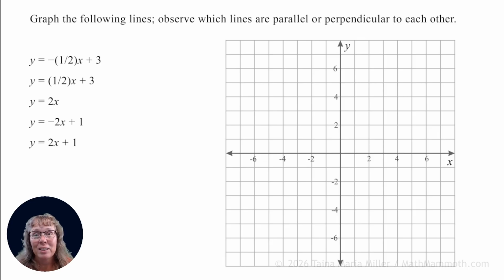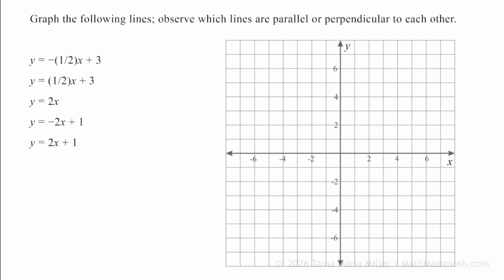In this video, we're going to study parallel and perpendicular lines. First, let's graph a bunch of lines and observe which of those lines are parallel or perpendicular to each other. The first one, y equals minus half x plus 3. This is in the slope-intercept form, so its y-intercept is here, 3. Its slope is minus half, so that means like that. It goes through those 2 points.